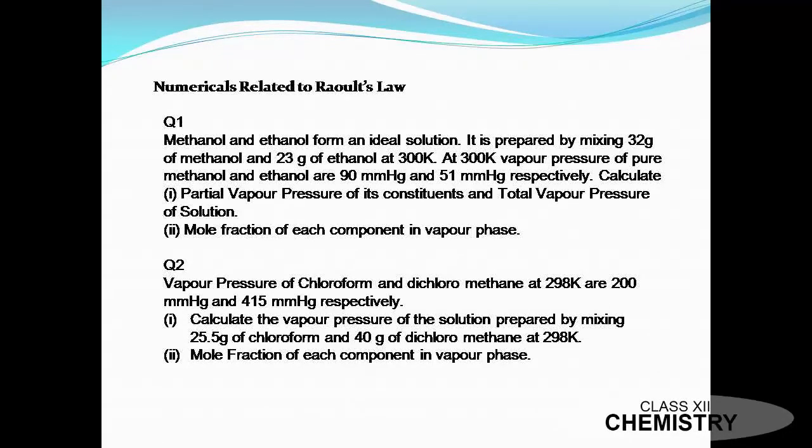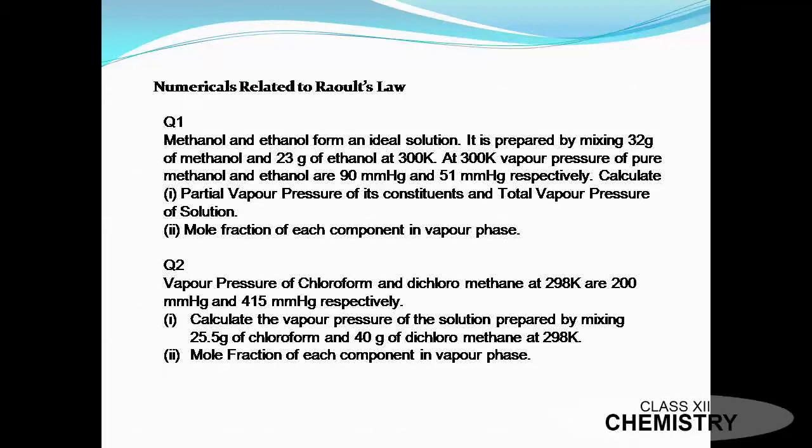See, methanol and ethanol form an ideal solution. It is prepared by mixing 32 gram of methanol and 23 gram of ethanol at 300 Kelvin. At 300 Kelvin, the vapor pressure of pure methanol and ethanol are 90 mm of mercury and 51 mm of mercury respectively. Calculate the partial vapor pressure of its constituents and total vapor pressure of the solution and mole fraction of each component in vapor phase.